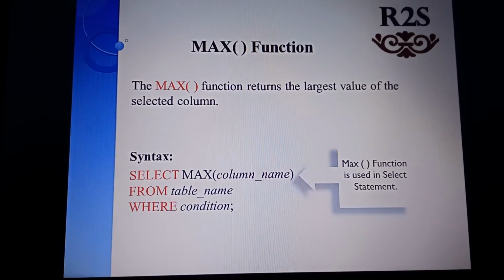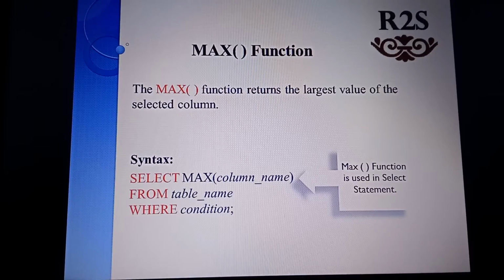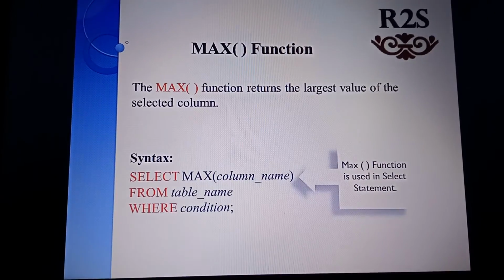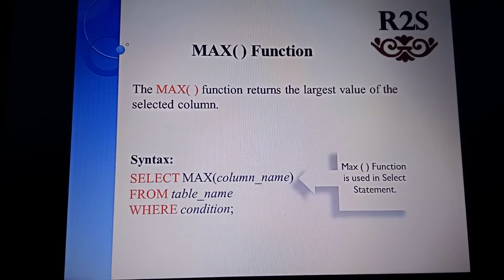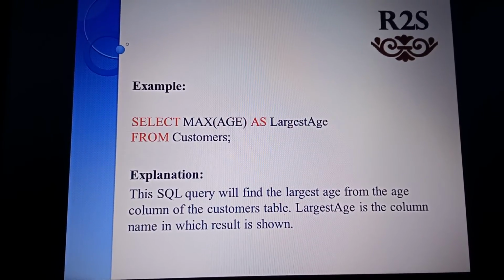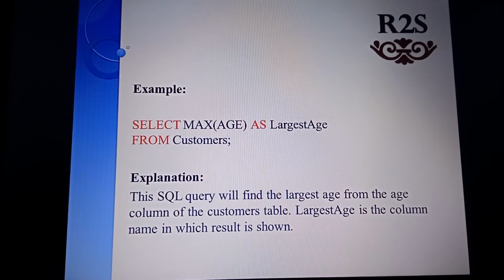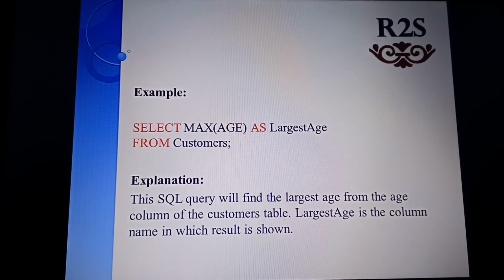Max function. The max function returns the largest value of the selected column. As you can see, the max function is used in the select statement. Same, select max age as large age from customer. This SQL query will find the largest age from the age column of the customer table. Large age is the column name in which the result is shown.